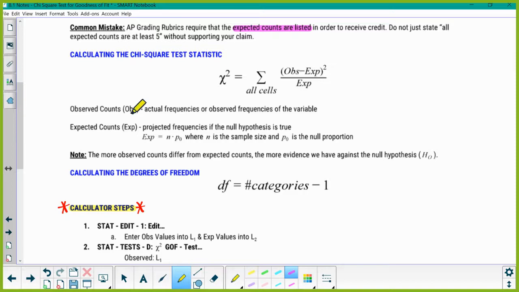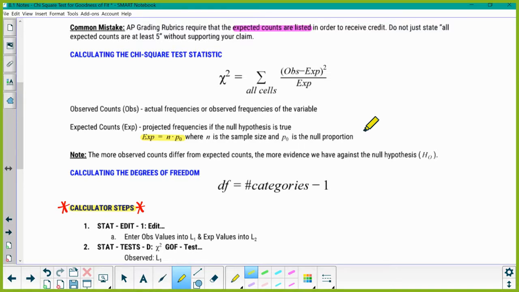So again, observed counts are what you actually see in your table or in your data. The expected counts are often calculated by taking your sample size and whatever the null proportion is. I've tried to turn it into a formula here, but oftentimes it's just an equal distribution. In that case, you just take your sample size and divide it among your categories. If you expect the same amount of people in each category, that's how we get that.